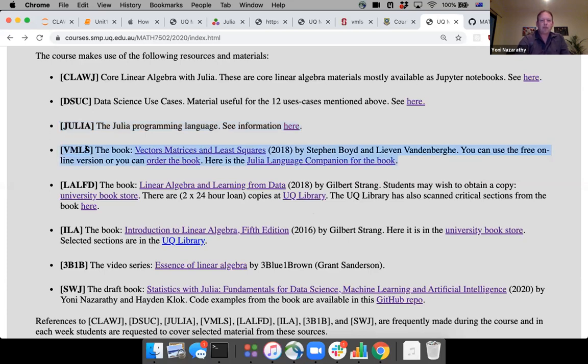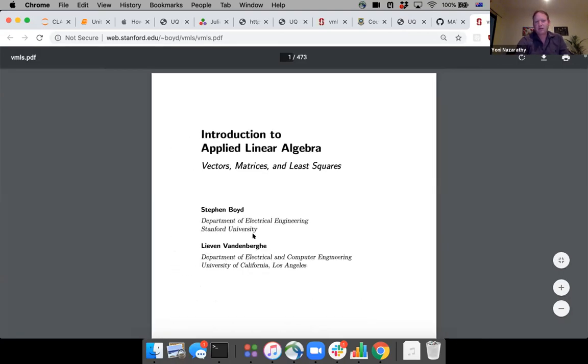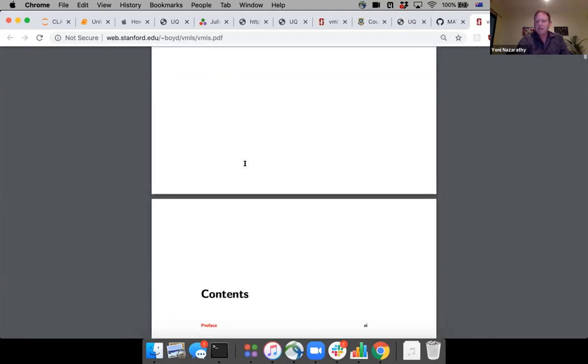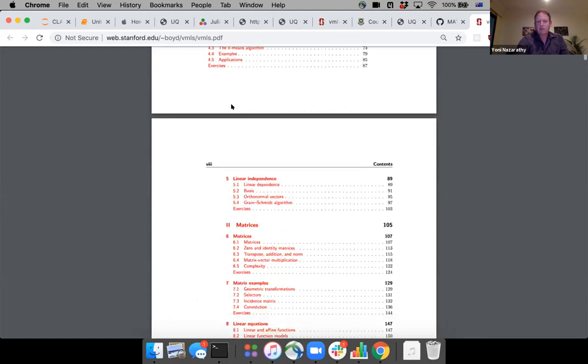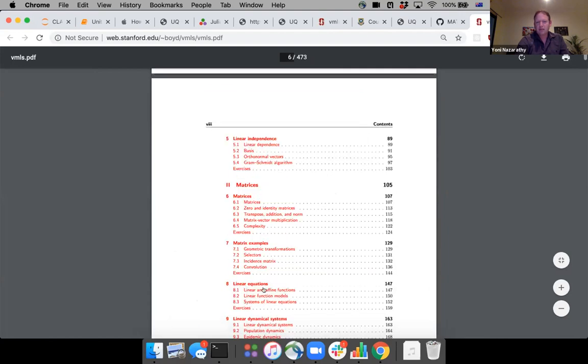All right, the book VMLS. This book is a great book. It's a bit of an elementary book, but actually not fully. It doesn't have everything that we have in the course material, and it has a few things that are not in the course material. The name is very elementary: Vectors, Matrices, and Least Squares. However, it's just beautifully written, and I recommend just whizzing through it because you can. You can get to chapter 10 quite quickly.